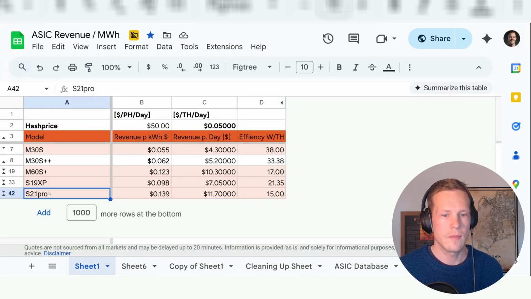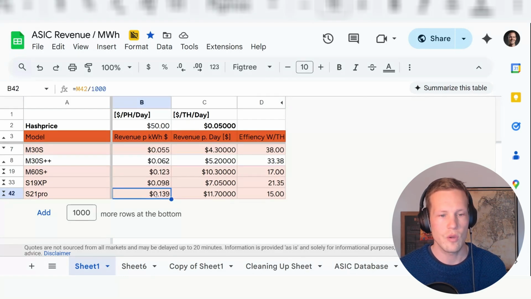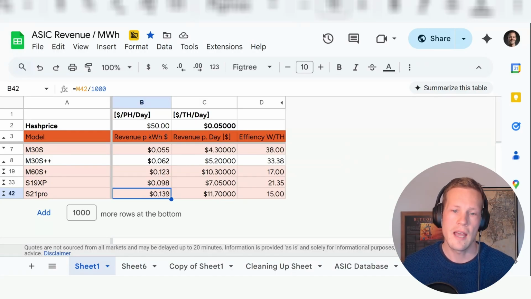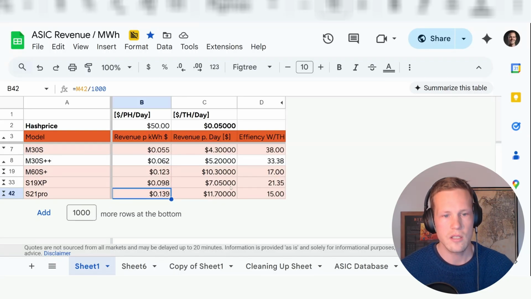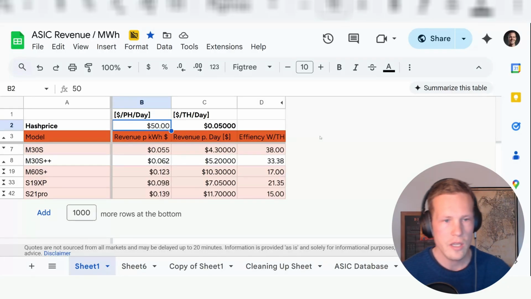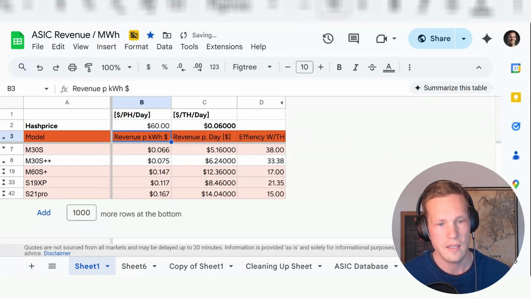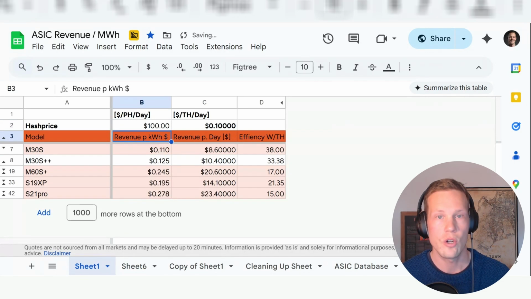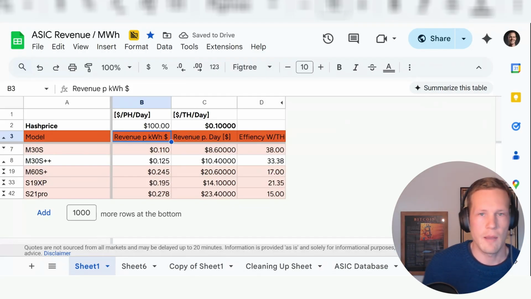Compare that to an S21 Pro. Down here, we have a revenue of roughly 14 cents, with a revenue per day of $11.40, and an efficiency which is more than twice as good, 15 versus the 38. You can see the numbers for the other models here. If I now increase the hash price to, let's say, 60, right, the revenue numbers move accordingly. My revenue on the M30S moves up. Across the board, it goes up, right? For the more efficient models, for the better units, for the later units, it moves up more than for the others. If it goes to 100, now we're all cooking, right? Now it's even 11 cents for the M30S.